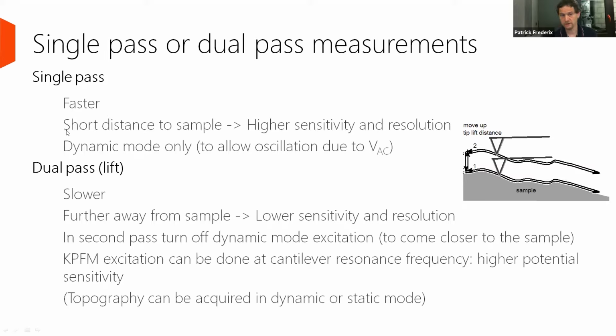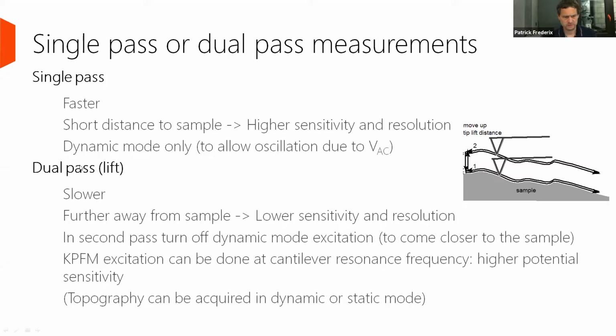Because you're in tapping feedback, you have a very short tip-sample distance, and that gives you a very high sensitivity and a very high resolution. It can only be performed in dynamic mode, because if the tip is in static mode on the surface, it will not oscillate so well when you apply an AC voltage to it.